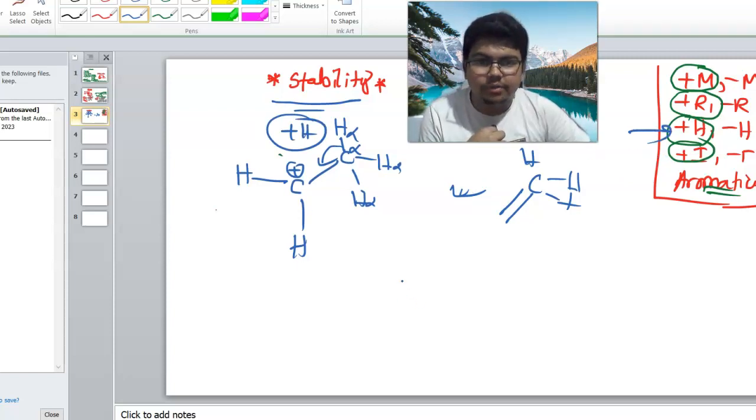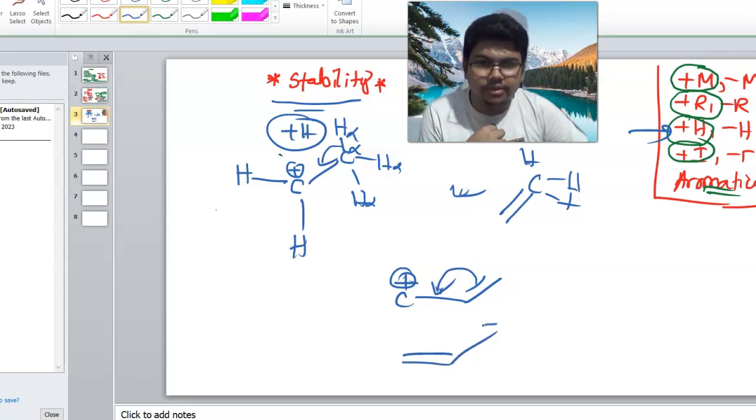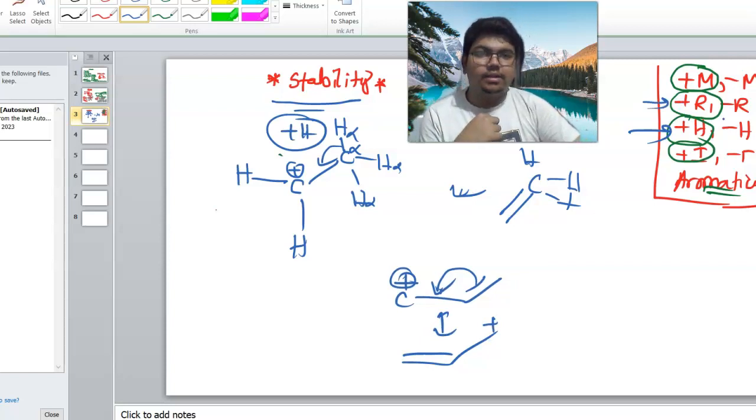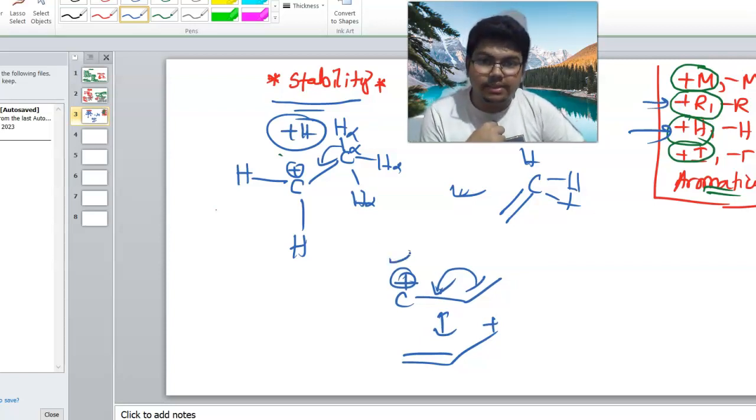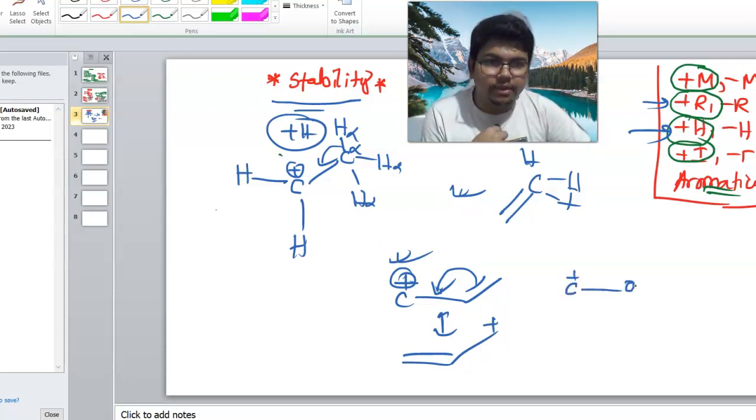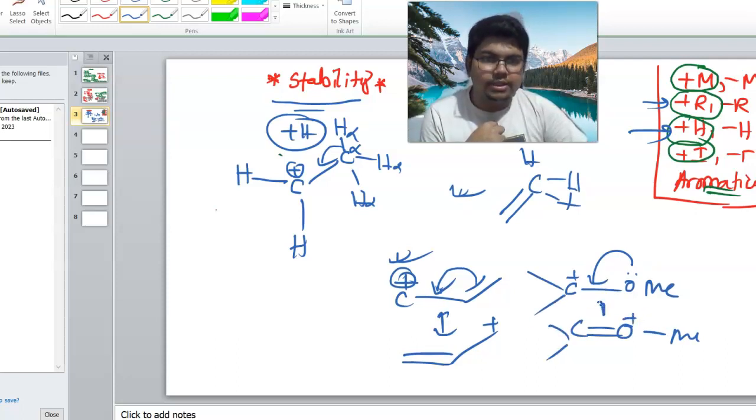Similarly, resonance. Suppose this is a carbocation and this is one group. This carbocation can undergo resonance, and the resulting structure will be like this. So plus R, plus resonance, can also stabilize the carbocation. Next, mesomeric. Suppose a positive carbon and OMe, O-methyl. The oxygen lone pair can donate here, giving C double bond O-Me. So this will be a resonating structure.